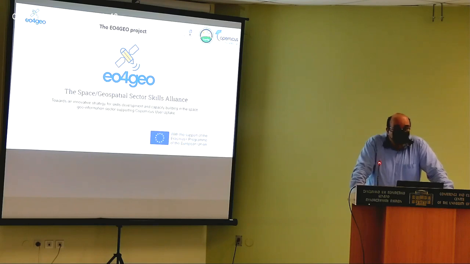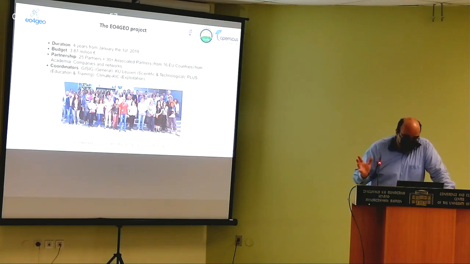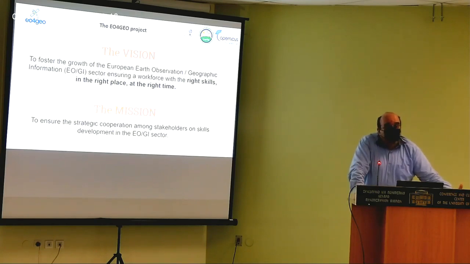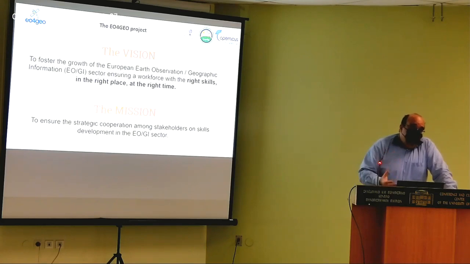The EO4GEO, you see that it has a quite long title. It's about towards an innovative strategy for skill development and capacity building in the space geoinformation sector, supporting Copernicus users' uptake. So it's a big project with many partners, running for at least 4 years now, and we have 6 months more. The idea is that there is a lot of information around, coming from the Earth observation sector and also from the GI sector, geographical information. You know, you are familiar with GIS. And we need new scientists to use this information effectively. The amount of data is huge, and you need to have the right skills, in terms of technical skills first.